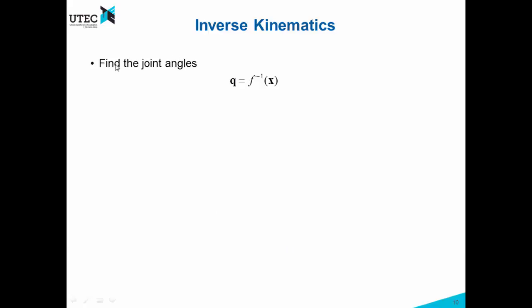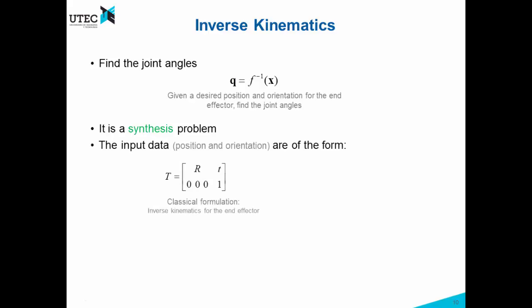So in inverse kinematics, we want to find the joint angles. Given a desired position and orientation for the end effector, we find the joint angles. It is a synthesis problem because in this case, we want to achieve a certain position. It's not analysis anymore. The input data is the position and orientation, and it can be of this form, the classical formulation, which is a homogeneous transformation matrix, or it can be a generalized formulation where the first three elements represent the position and these three last elements represent the orientation.